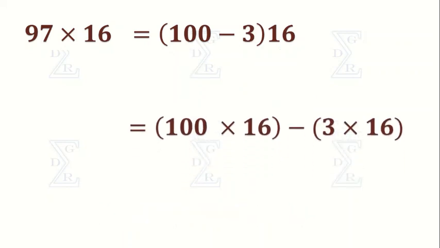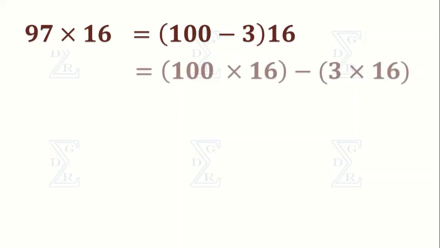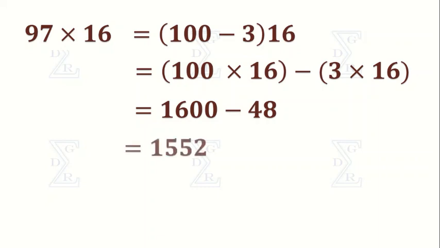Now, we observe the product of 100 and 16 is 1600. Now, the product of 3 and 16 is 48. Now the difference, that is subtract 48 from 1600 is 1552. Children, you do rough work wherever is needed.